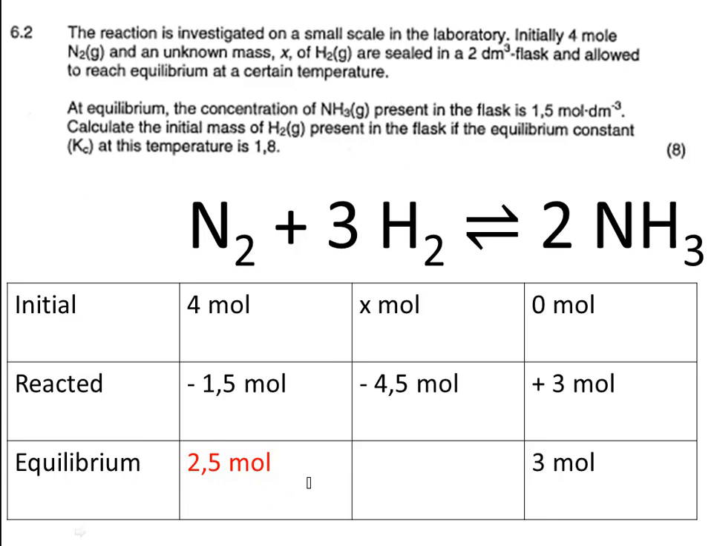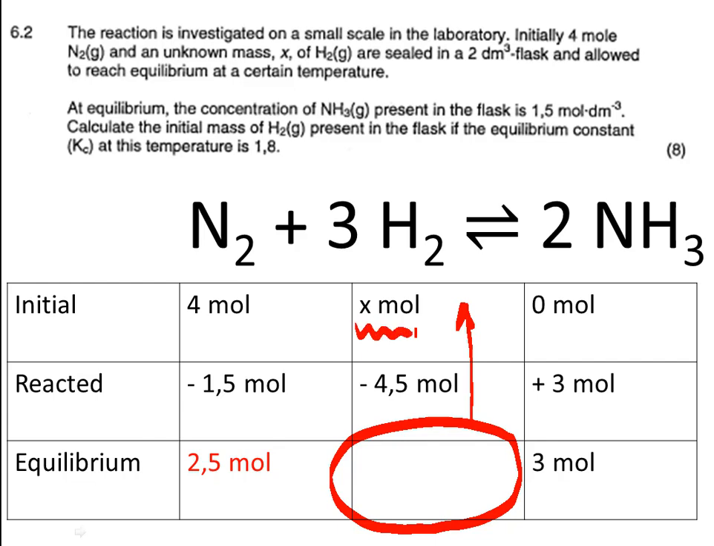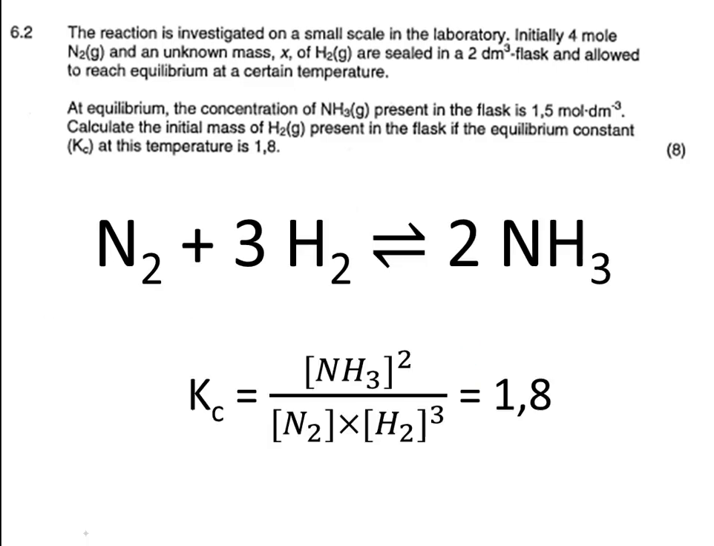We don't know what X is, so we cannot yet do this calculation. In fact, we're going to rather do the calculation backward to find X. How? Well, now we know the equilibrium amounts of nitrogen and ammonia. If we could just find the equilibrium amount of hydrogen, then we could do that backward sum to find out, well then, how many moles of hydrogen must have been present at the start. But how can we find this number of moles of hydrogen at equilibrium? By using the equilibrium constant. Because remember, we're given the equilibrium constant as 1,8 for this reaction at this temperature.